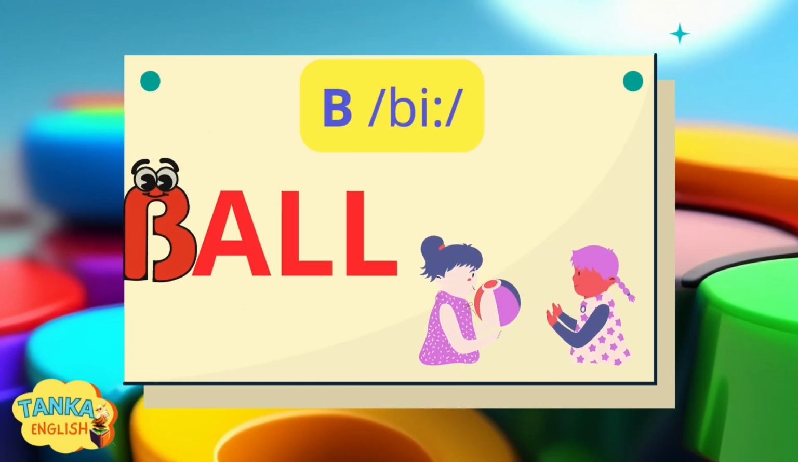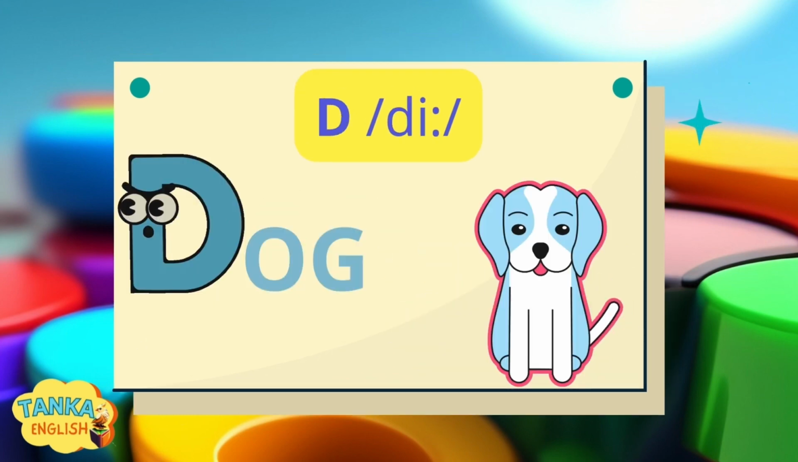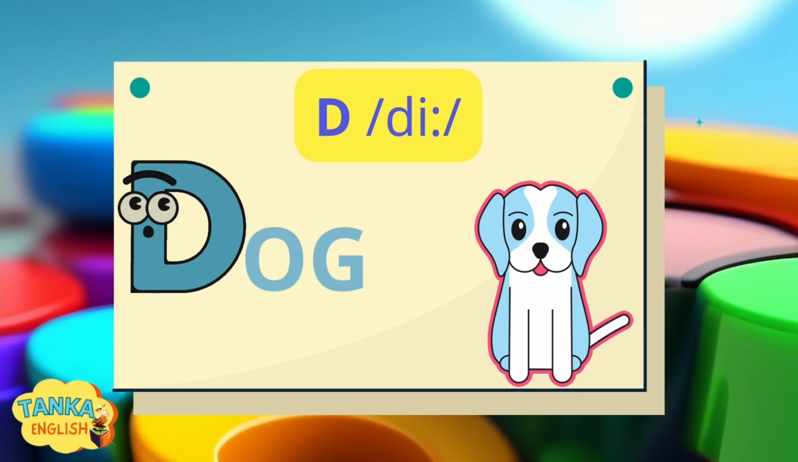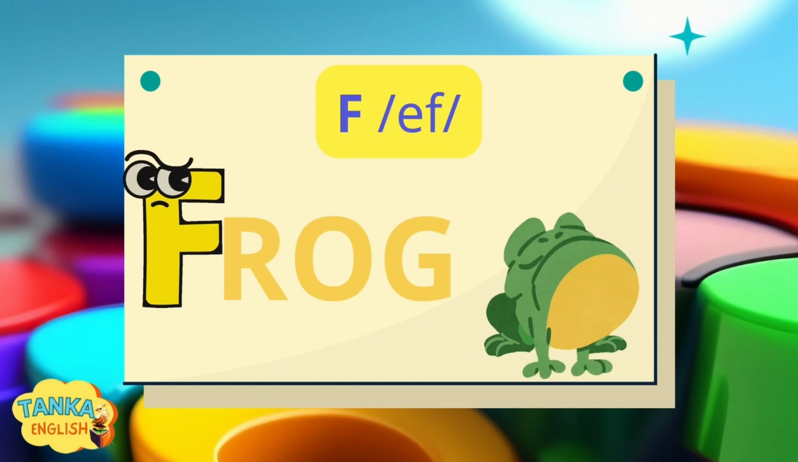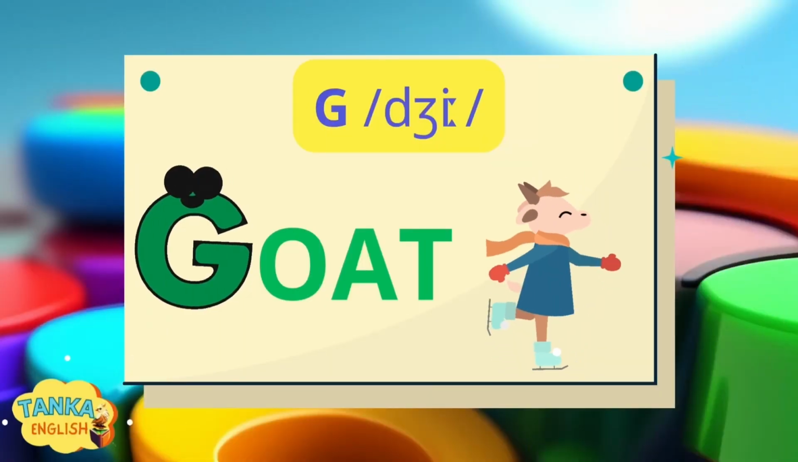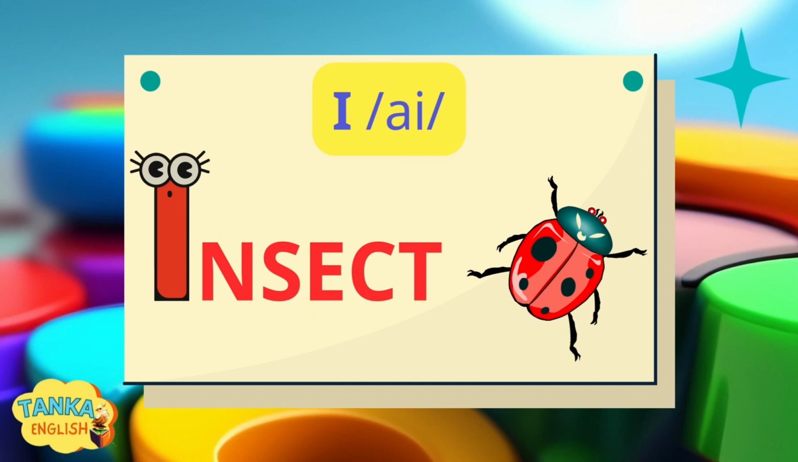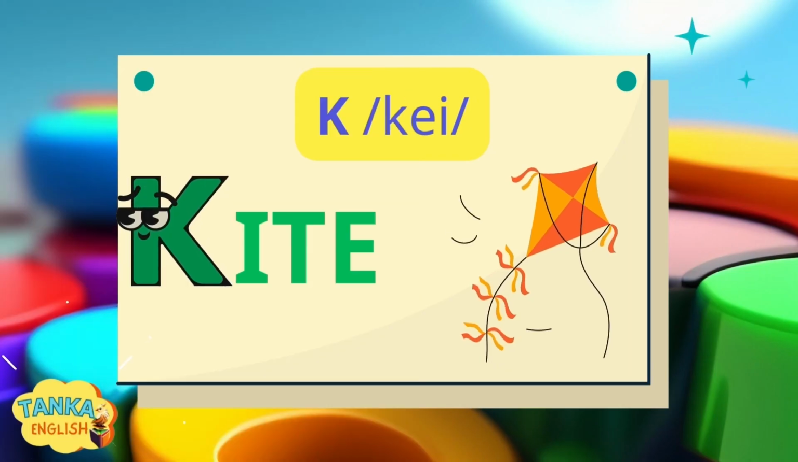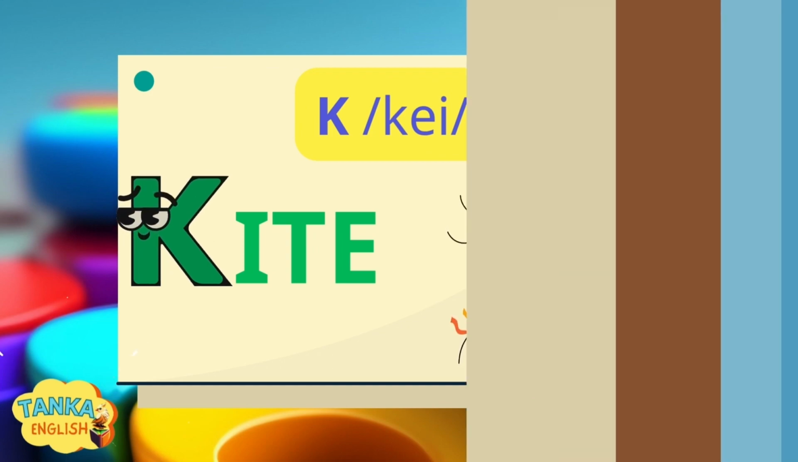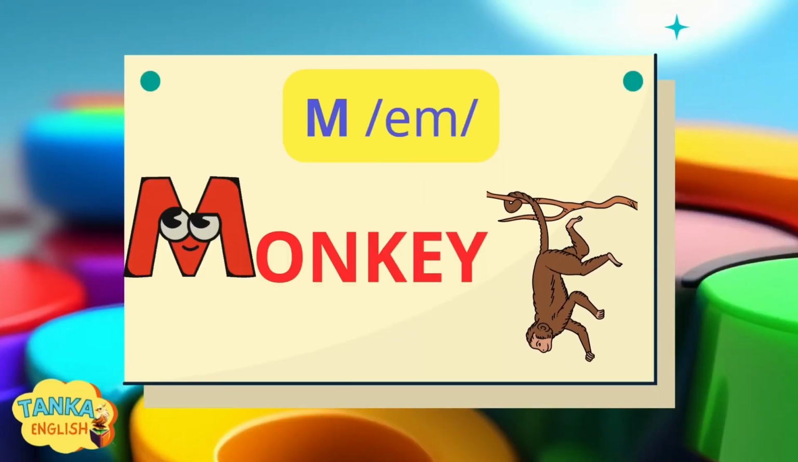B. Ball. C. Car. D. Dog. E. Egg. F. Frog. G. Goat. H. Hand. I. Insect. J. Juice. K. Kite. L. Lion. M. Monkey.